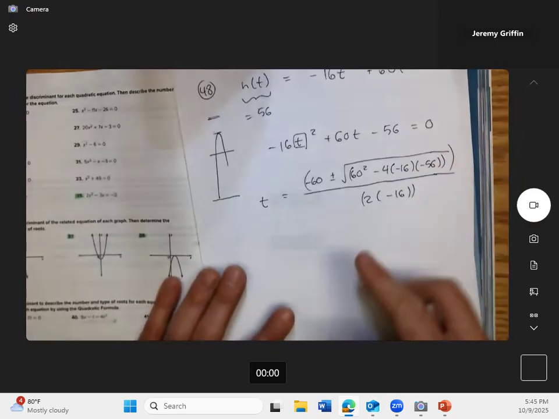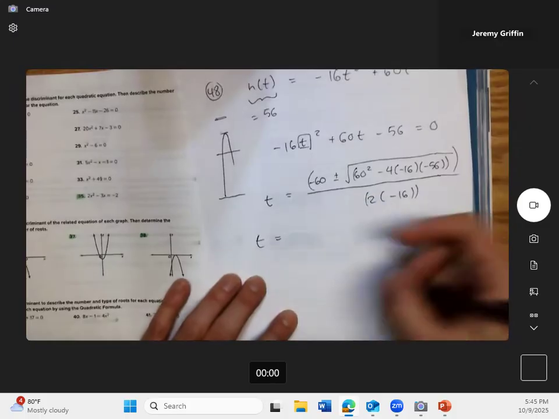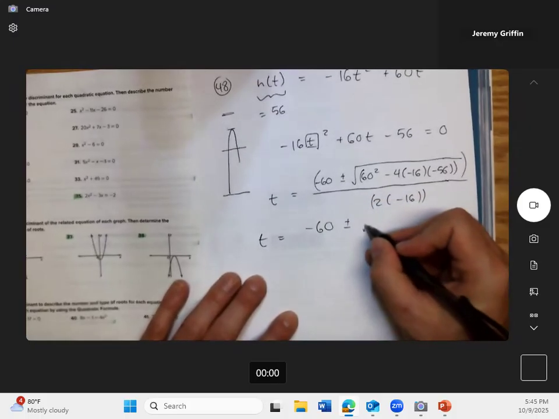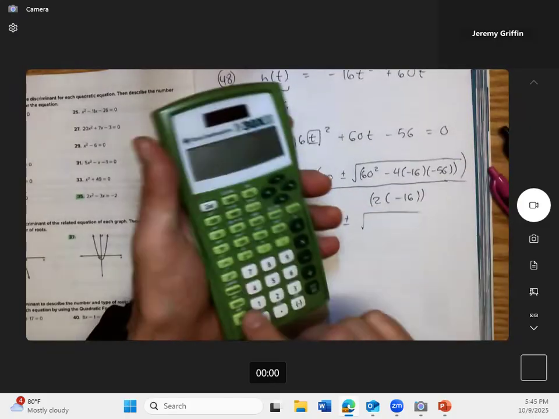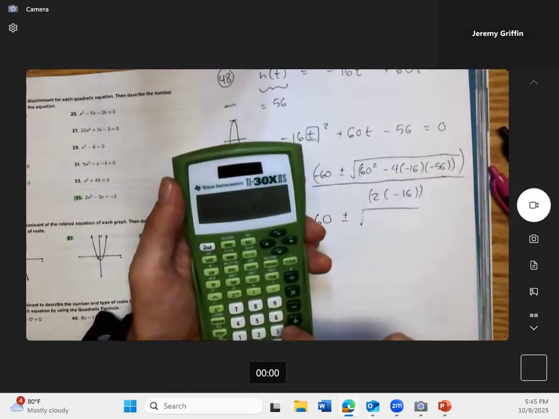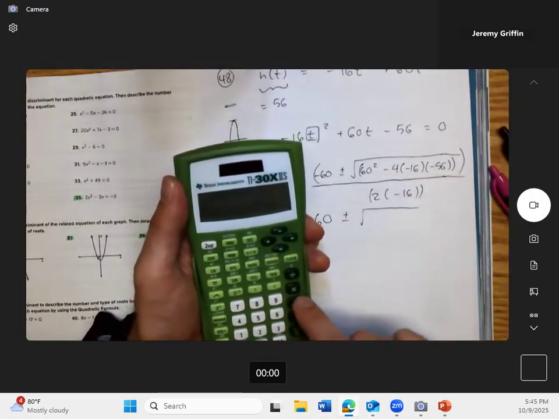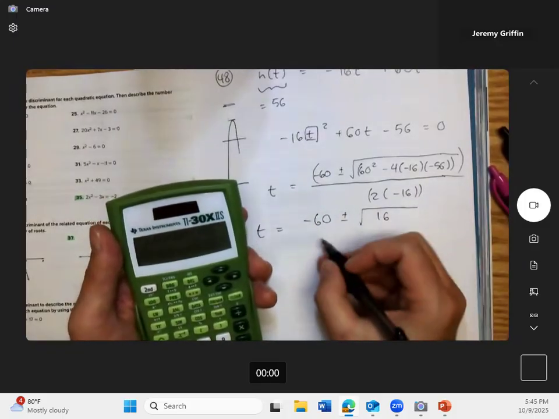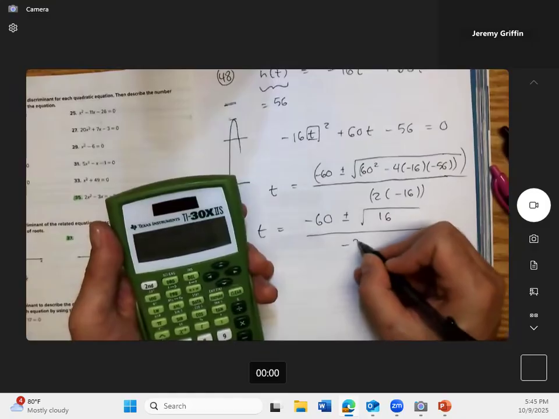Now I have a lot of negatives flying around. I want to be careful about that. Maybe I'll throw in the middle stuff, clean this up a little bit. Negative 60 plus or minus square root of, now, let's see, what is all this? 60 squared. Now there's three negatives, so overall it's negative: minus 4 times negative 16 times negative 56. Okay, so this comes out to plain 16, so that's nice. All divided by negative 32.